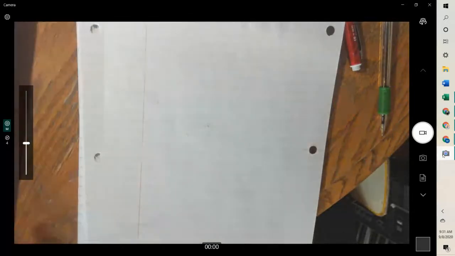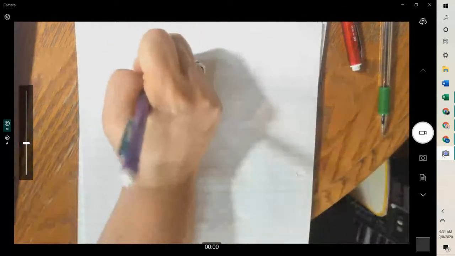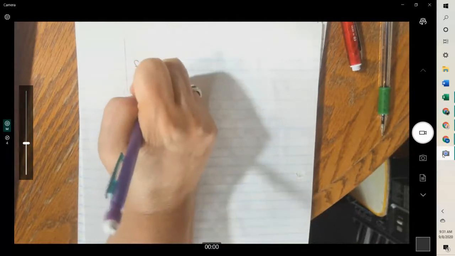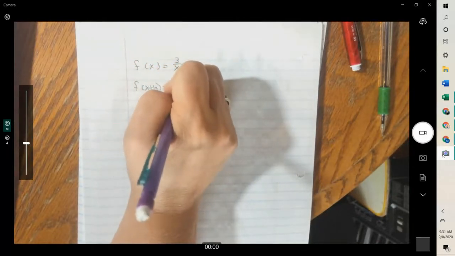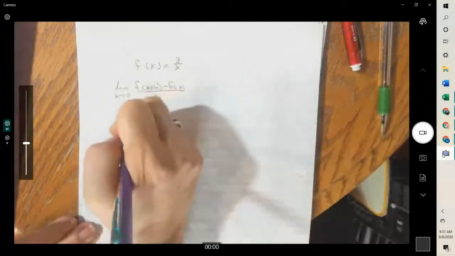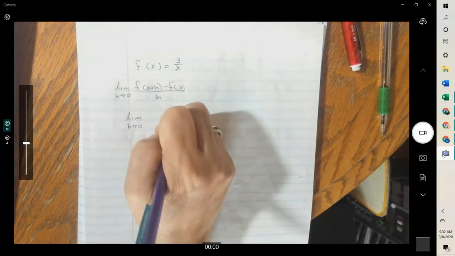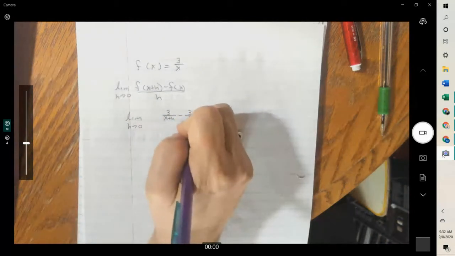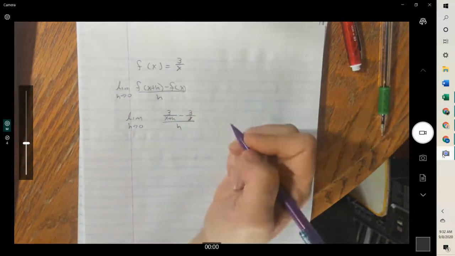Two more, a fraction and a square root. So if we have f of x equals 3 over x, this one is a good one to just do all at once. Limit as h approaches 0. Plugging it in, x plus h, we'd have 3 over x plus h. Subtracting the original, 3 over x, all over h.